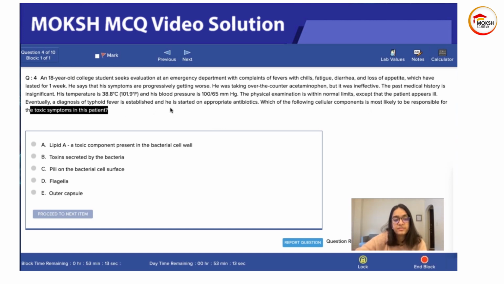in this patient? So is it lipid A, which is present in the bacterial cell wall? Is it toxin secreted by the bacteria? Is it pili on the bacterial cell surface, flagella, or an outer capsule? So you need to know the characteristics of the organism which causes typhoid fever.